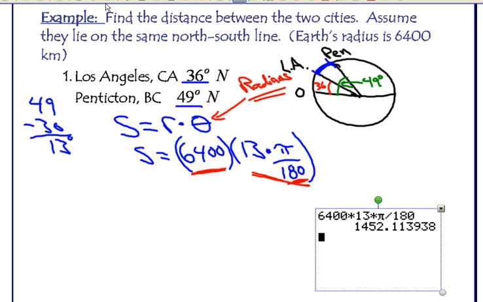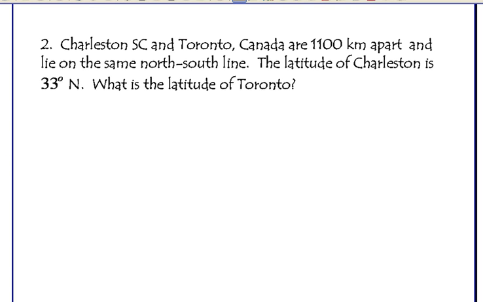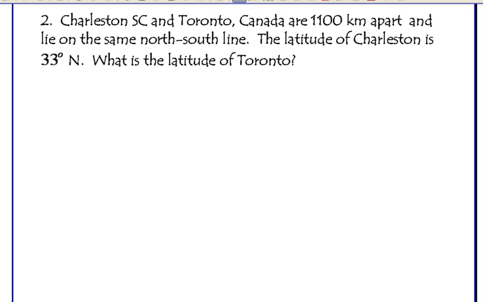All right, let's go with one more problem here. Same type of problem, just a little bit trickier version of it. And all these kinds of problems you're going to see on your homework. Again, same kind of problem with latitudes here. We've got Charleston, South Carolina, and Toronto, Canada. I guess I don't have the province for Toronto there, but it's certainly in the country of Canada. So Charleston, South Carolina, and Toronto, Canada, are 1,100 kilometers apart.